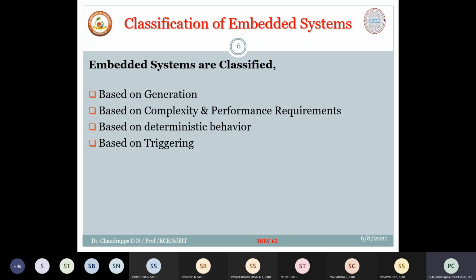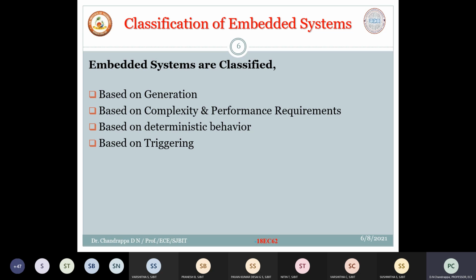And the last one is based on triggering, meaning either event triggering or time triggering, with respect to time commitment or work commitment. But in the real-time system, we consider both work commitment along with time commitment. You have to complete the specified work within a specified duration of time. That is the real-time system.